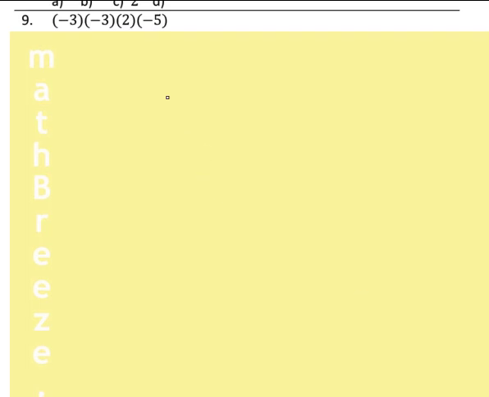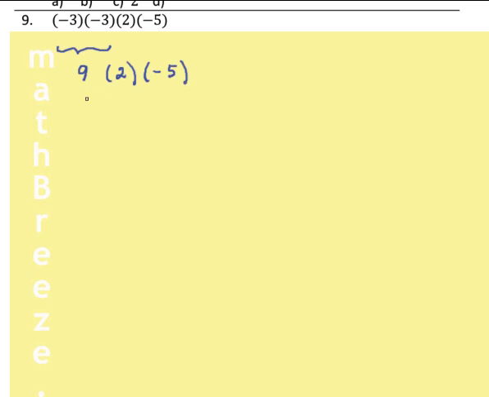In number 9, we're multiplying four numbers, so let's go left to right. So first we're multiplying minus 3 times minus 3. Negative times negative is positive, so that will be positive 9. So we're going to now multiply 9 times 2. So let me just rewrite this. So we have 9 times 2 times minus 5.